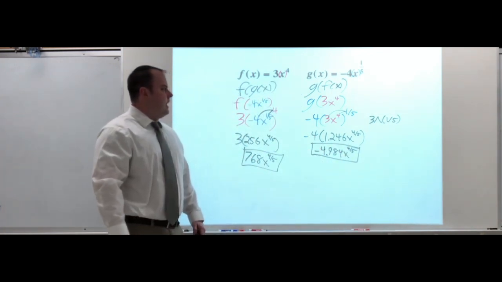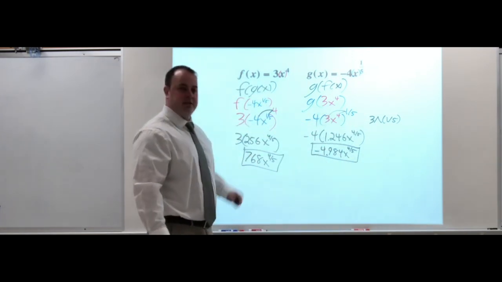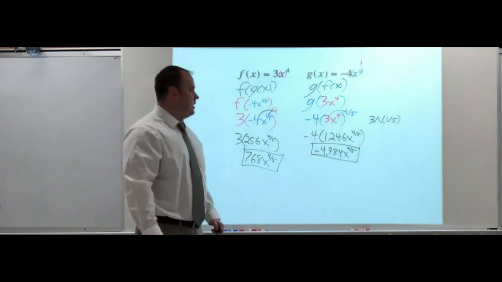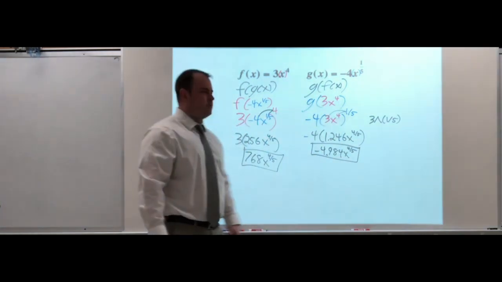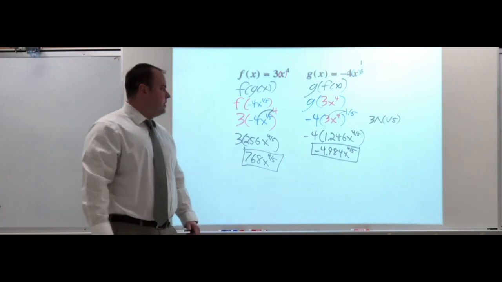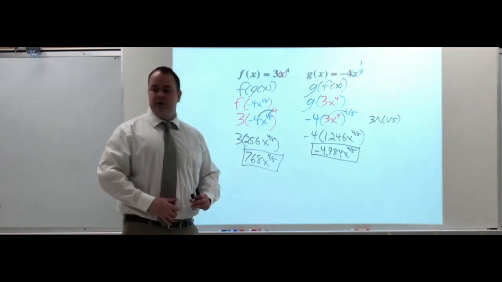Watch your rounding, and again, make sure you're using those parentheses. I hope you're seeing how important parentheses are when you're plugging these in. So this one gets a little more complicated. We have that 1/5 as the exponent, which can gum things up a little bit, and we had to remember our exponent properties and order of operations.